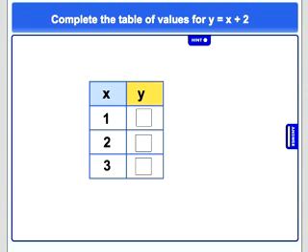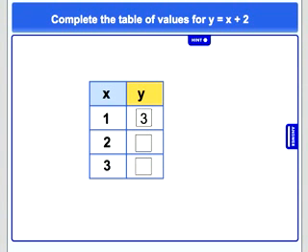On the first example here, we want to look at a table of values where you're always going to have to make up either some sample numbers for x or sample numbers for y. Traditionally, we would make up some x values. If you look at the table, we have an x value of 1. If we plug 1 into the equation that's given, we'd have 1 plus 2, which gives us 3. So our output for the y coordinate would be 3.